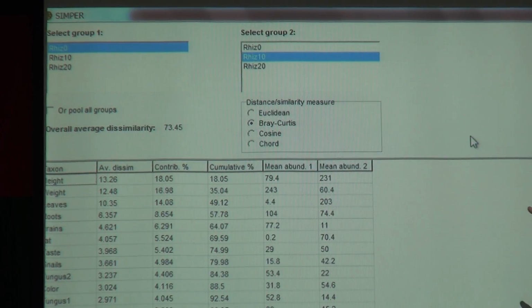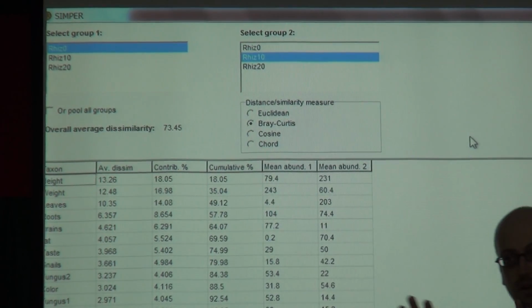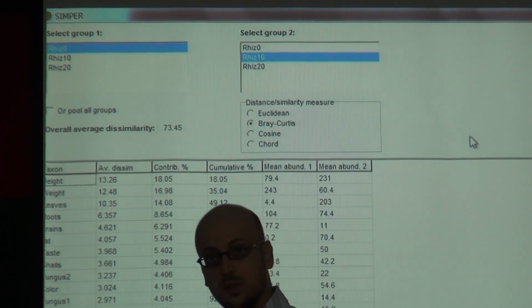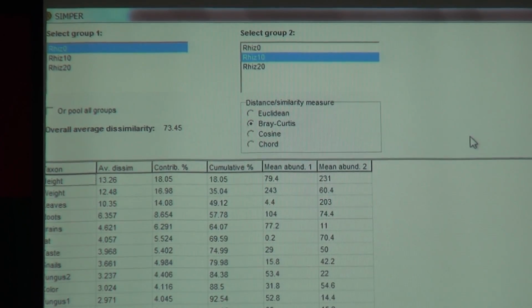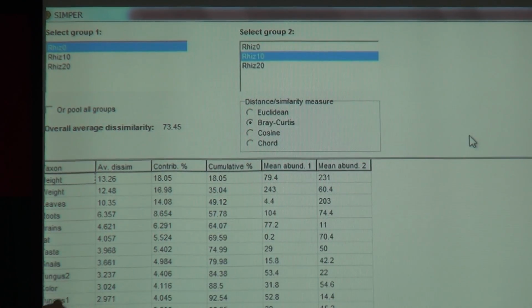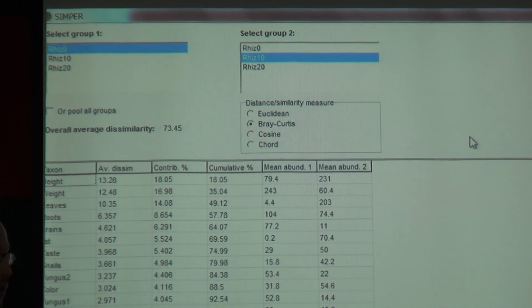So between group 0 and group 10, we have some of the things we tested are very similar between those two groups. Some of the things are different. We want to know which of the things that we measured are the most different between the groups.